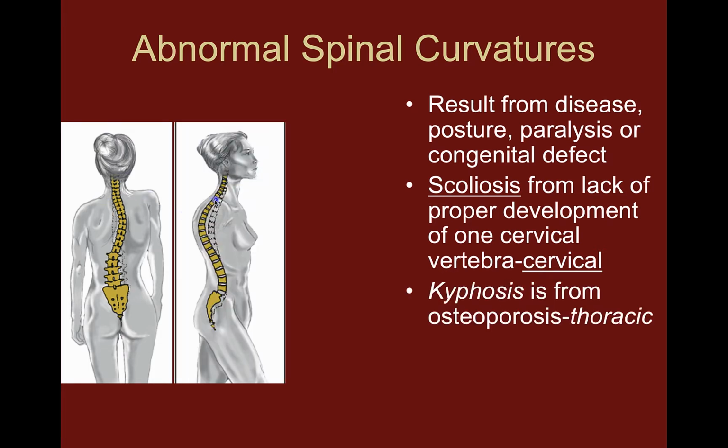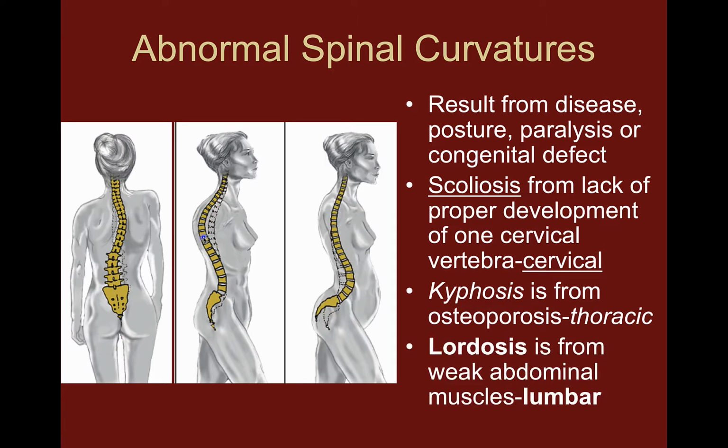Kyphosis is generally from osteoporosis, and this happens in elderly folks. The bodies of these vertebrae start to break down, and they get sort of a hunchback in their thoracic vertebra. And then we have lordosis, which is in our lumbar vertebrae. This happens with really weak abdominal muscles, or it can happen during pregnancy.